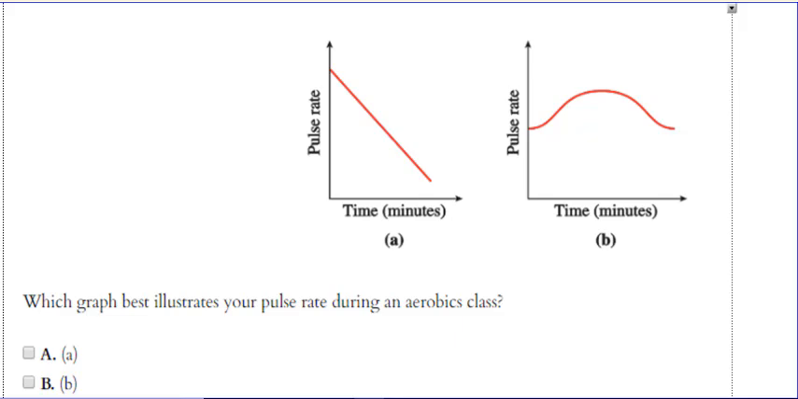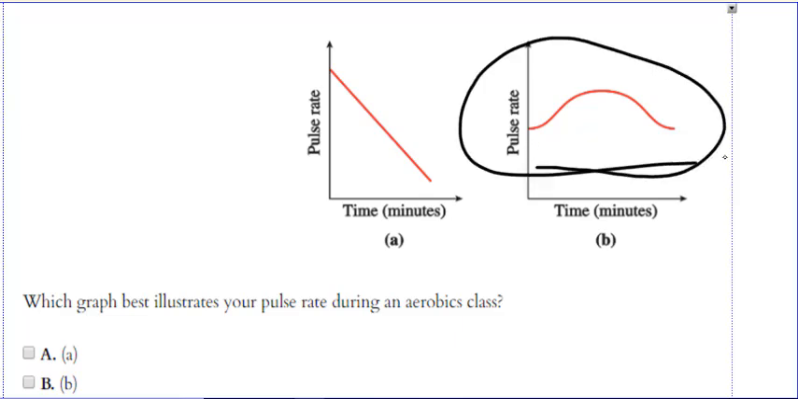The two graphs given, which graph best illustrates your pulse rate during an aerobics class? If you think about a warm-up and doing aerobics and then a cool-down period, then this best illustrates it. Here's your warm-up, working out, cooling down. So B would be your best answer.